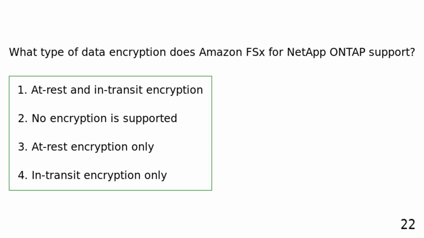What type of data encryption does Amazon FSx for NetApp ONTAP support? At-rest and in-transit encryption. No encryption is supported. At-rest encryption only. In-transit encryption only.